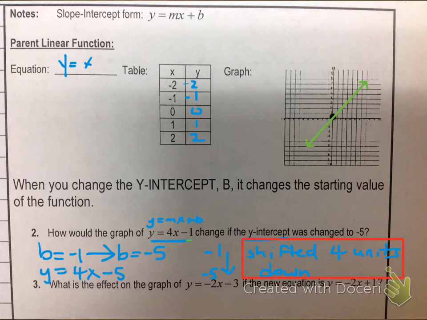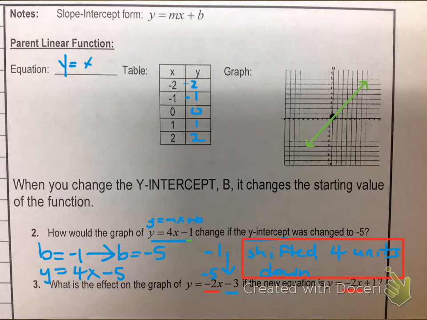Okay, let's look at number 3. What is the effect on the graph of y equals negative 2x minus 3 if the new equation is y equals negative 2x plus 1? All right, so let's compare. Did the slope change? Well, here's the slope right here. That's a negative 2. And over here, here's the slope. That's negative 2. Nope, slope didn't change. So our magnitude is not changing. So the angle at which our graph is drawn is not changing.